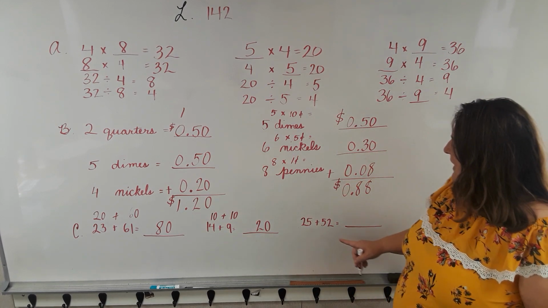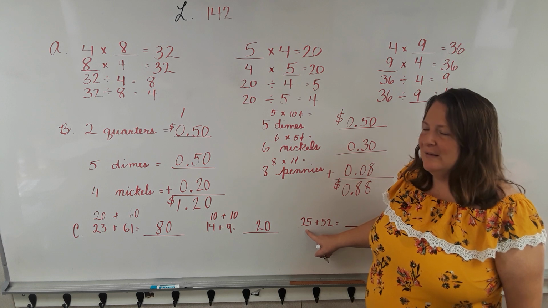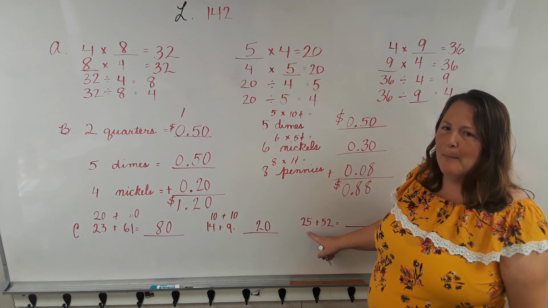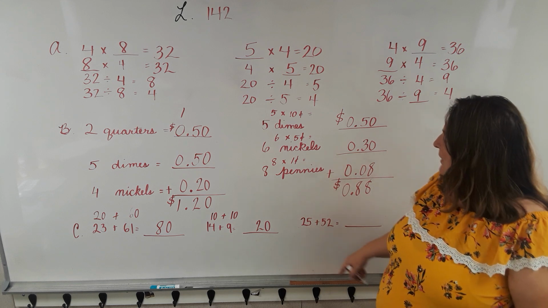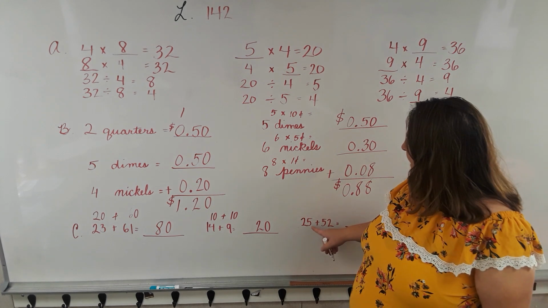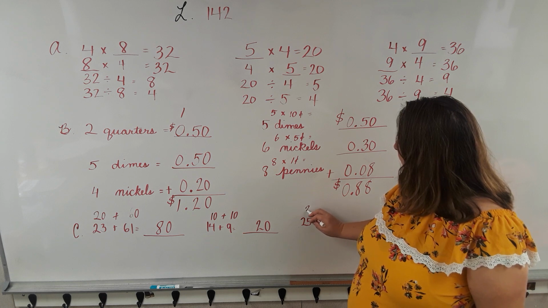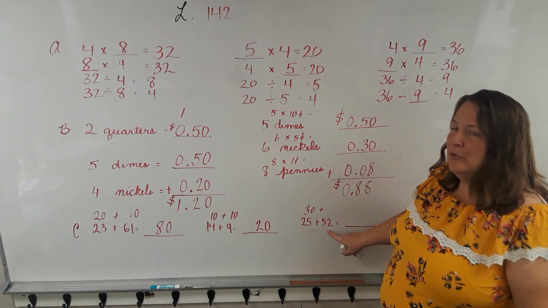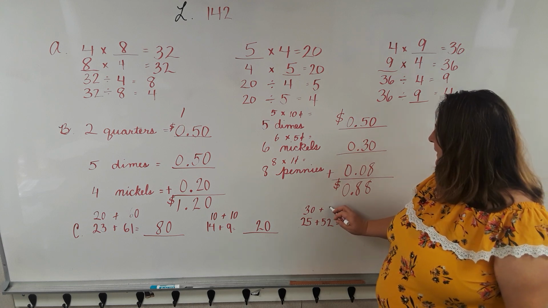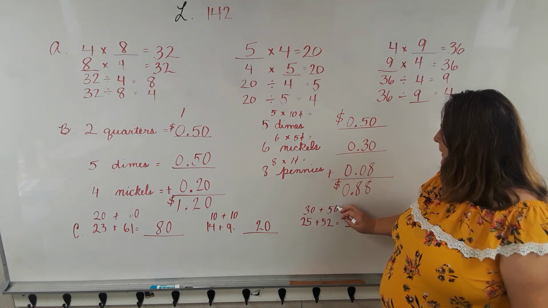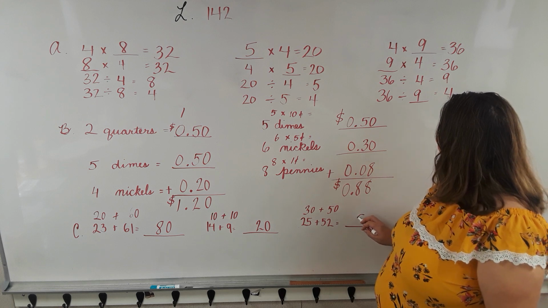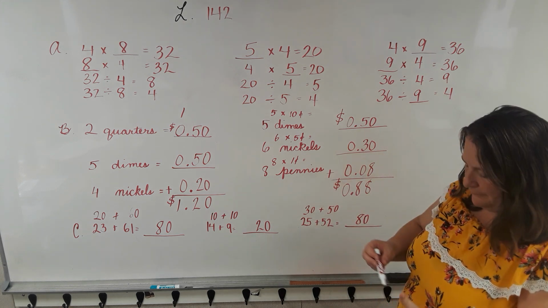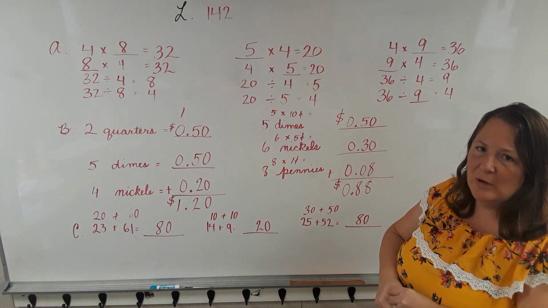Let's round to the nearest 10. 25 is between 20 and 30. 25 is the halfway point, so do we round up or round down? We round up. Anything 25 or higher rounds up to 30. 52 rounds to 50. 30 plus 50 equals 80. 80 is our estimated answer. Go ahead and do seat work for lesson 142.